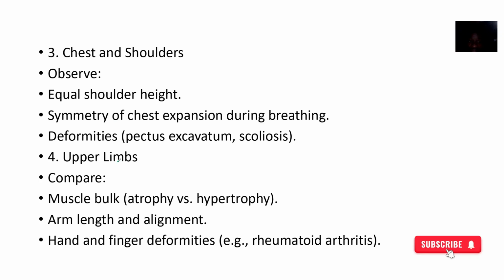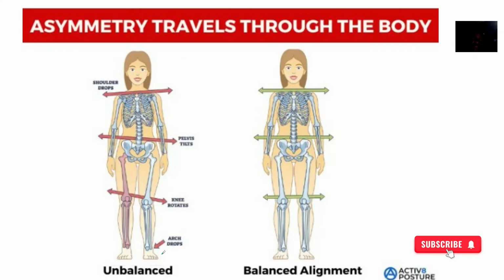In the upper limb, you can compare the right hand and the left hand to look at the muscle bulk. Is the muscle bulk going away, or is it more? Arm length and alignment, hand and finger deformities, you're looking at all of that. So you can see asymmetry simply means one side is higher than the other. That's based on height. Then based on muscle mass too, you're trying to see if one side has too much muscle and the other one appears wasted.